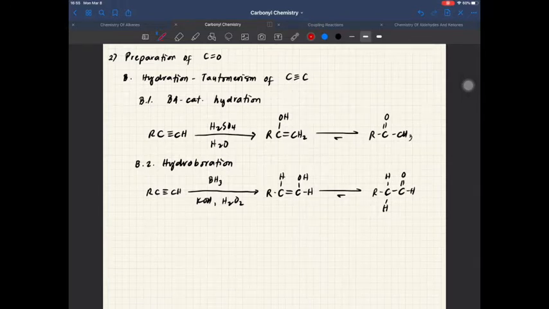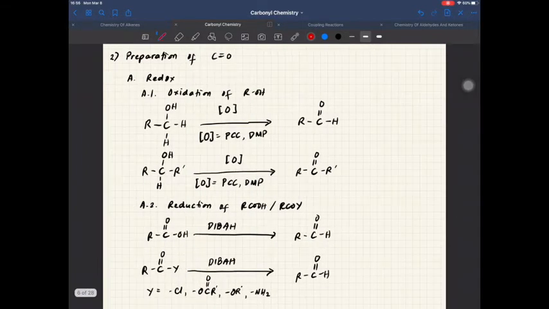So we have the Bronsted acid catalyzed hydration, which would form an enol. Here is our enol, and this would tautomerize to a ketone. Also, hydroboration of alkynes can form an enol. It follows an anti-Markovnikov addition, and it could undergo tautomerism to form an aldehyde. One more thing is that oxidative cleavage of alkenes can also form aldehydes and ketones.